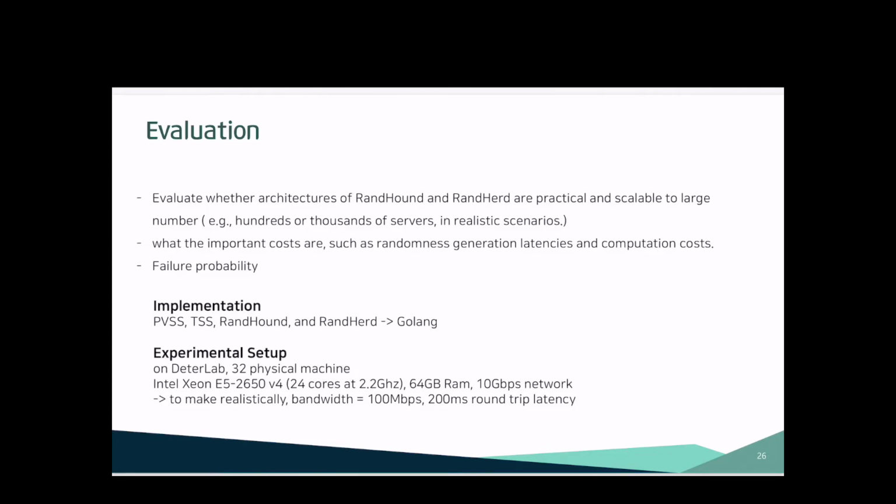Now is the evaluation step. RandHound and RandHerd are both evaluated on how well they work with large groups, and it also checks generation, latency, and computation cost. Also check the failure probability according to the parameter values. The experiment is in the following environment, so they implemented these protocols in Golang and used these machines.